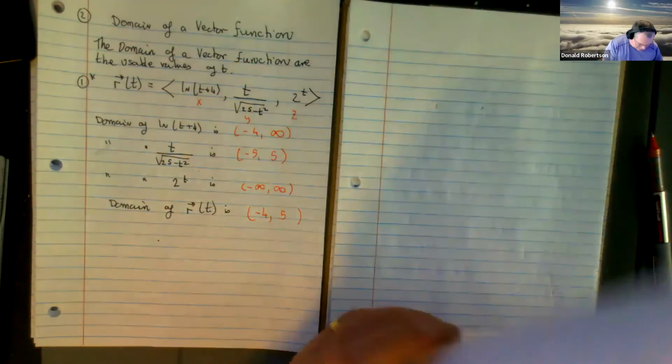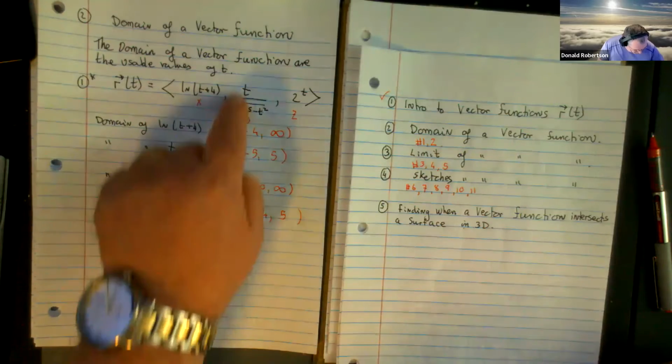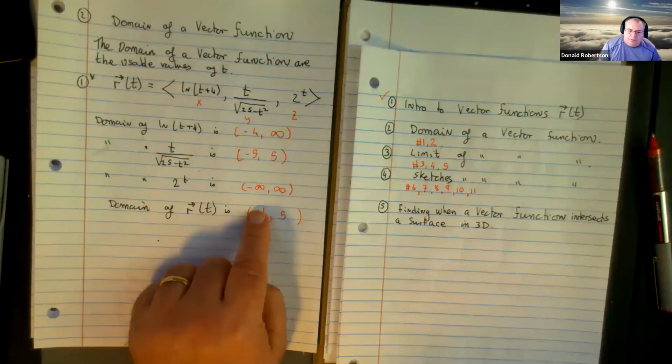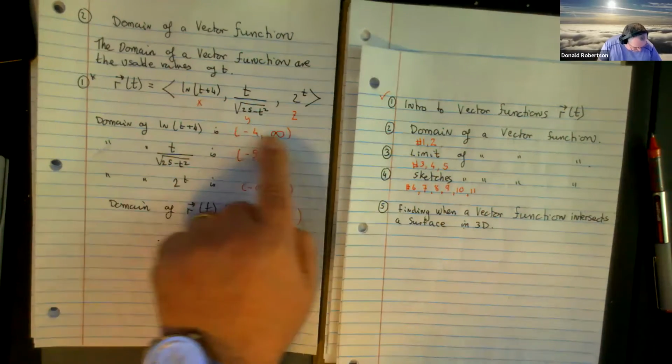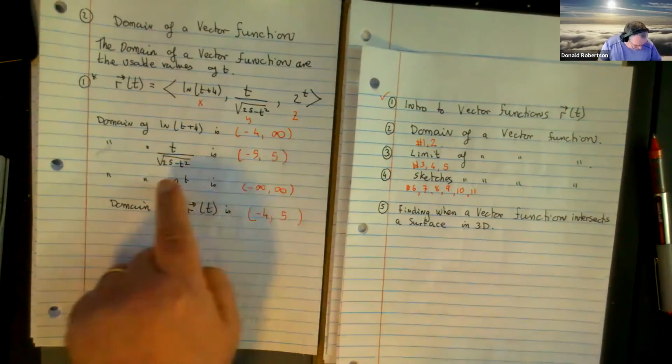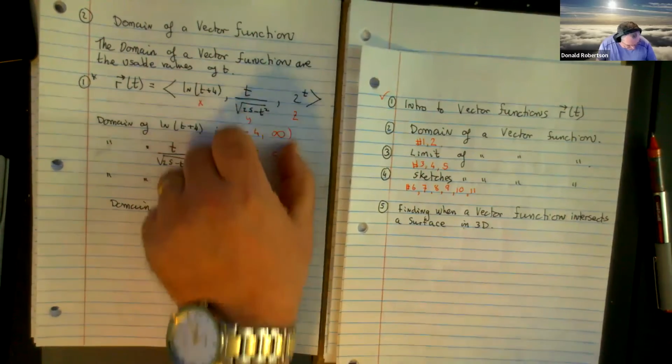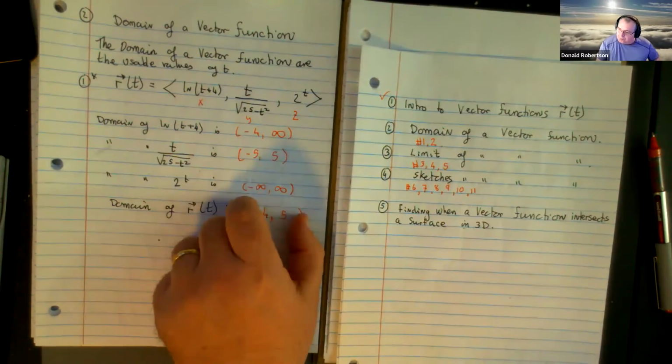Oh, I'm too quick. Was there anything in this process that wasn't clear that you might want me to elaborate on? Are you comfortable with how we found this domain, this domain, and this domain, and then how we matched them together?